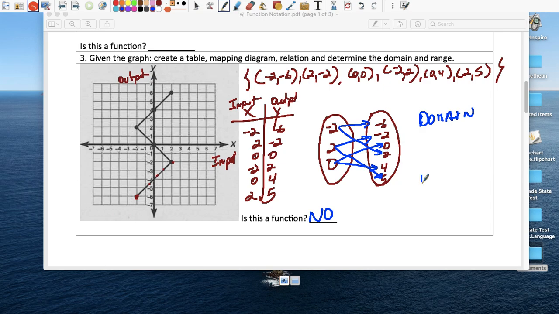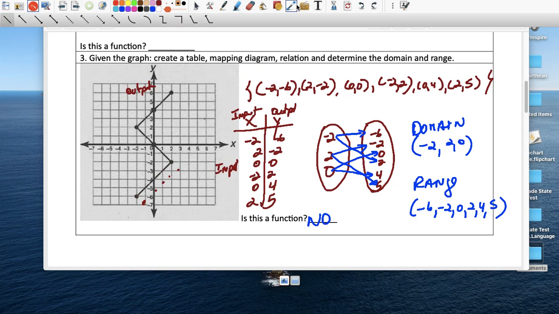function. The domain and range. Domain are your x values. Your range, your y values. Okay, so definitely not a function, because you can clearly tell.